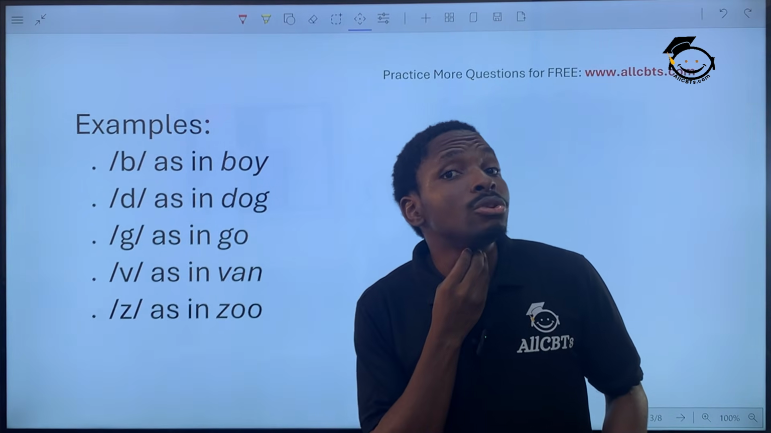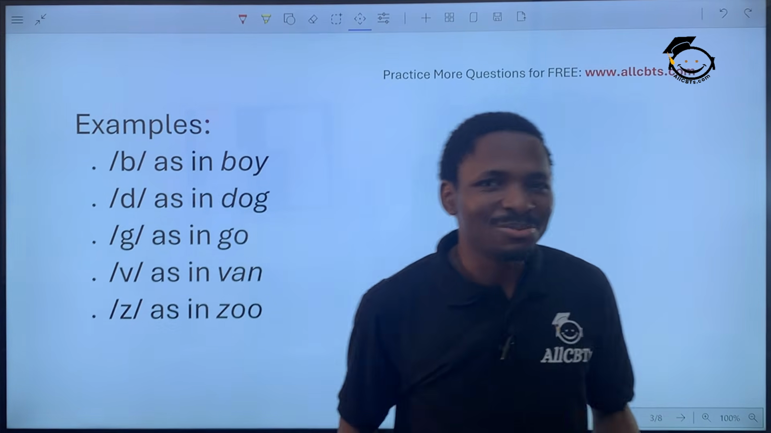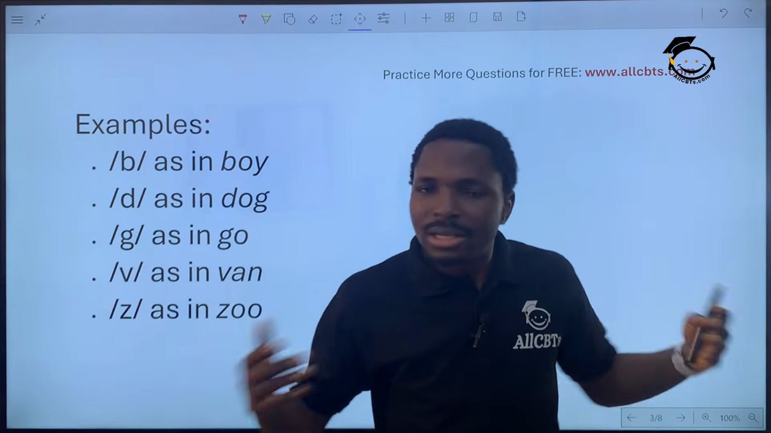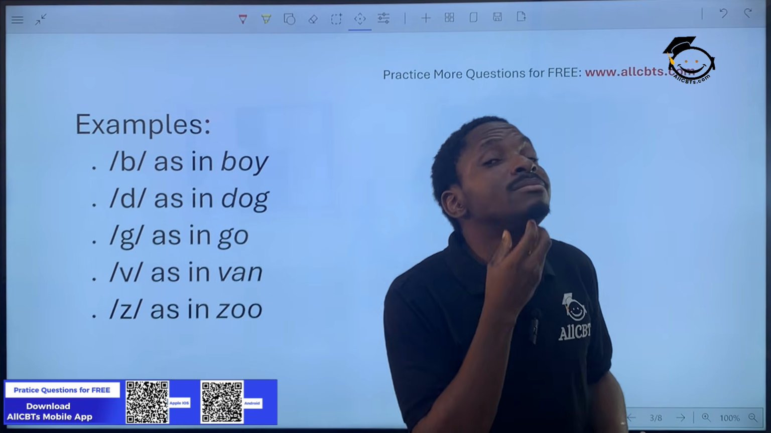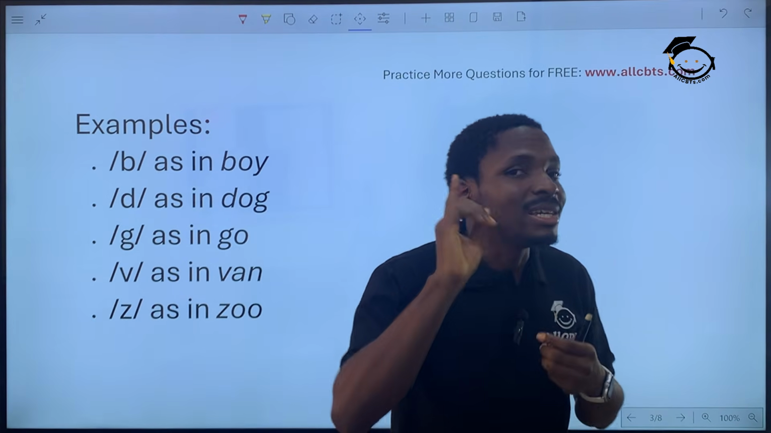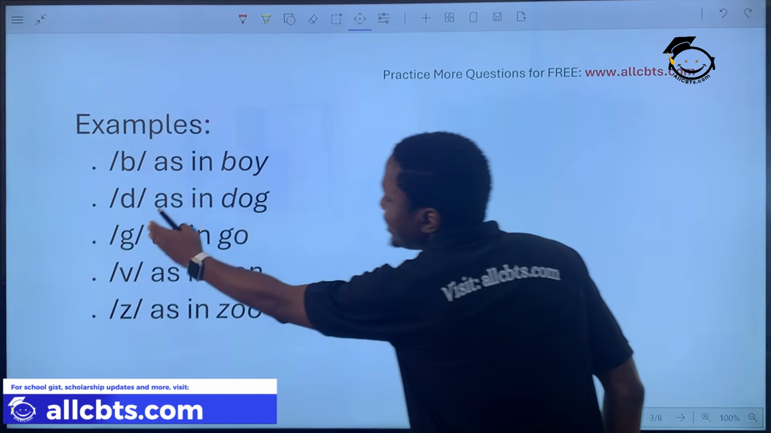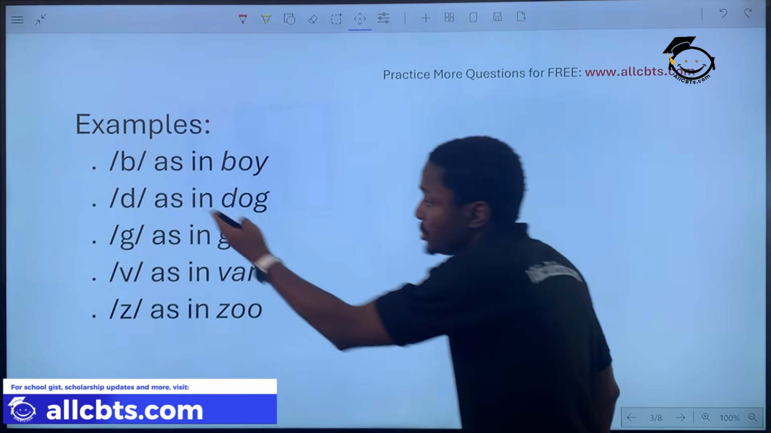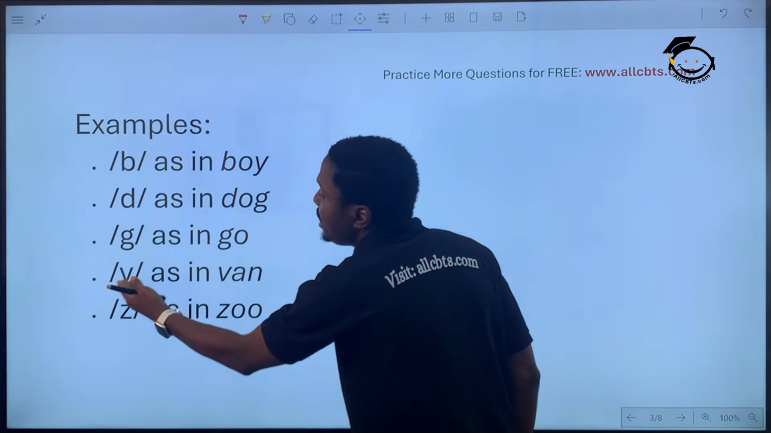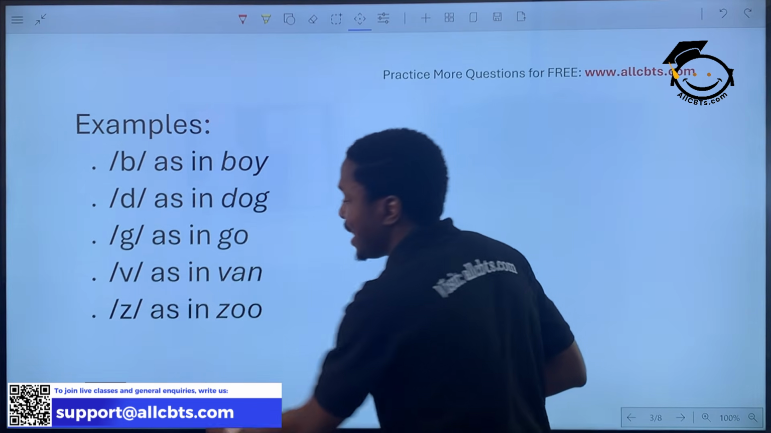If there is no vibration there, then it's a what? It's a vowel. There is no vibration here, and there is no interruption here. It's a vowel. If there is interruption here and there is no vibration here, it's another type of consonant. We'll soon get there. So you can see G as in go, V as in van, Z as in zoo.